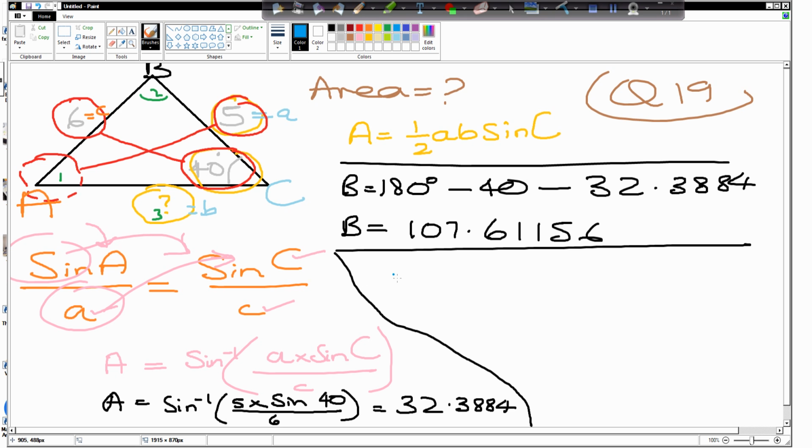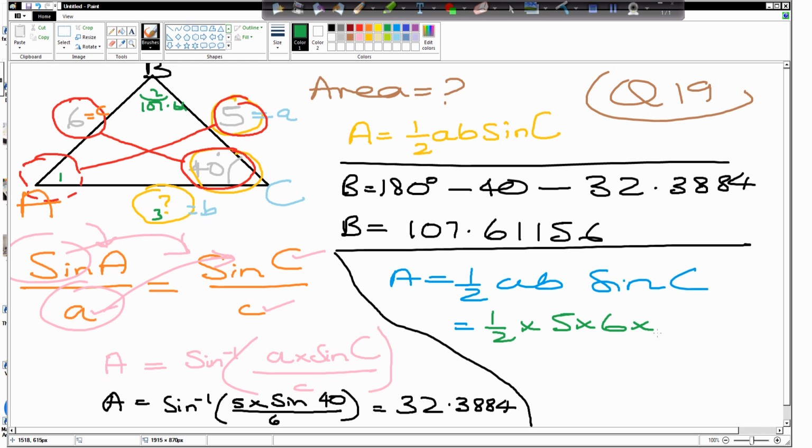So we're going to have here area is equal to half ab sin of C. That's the general formula. Now what does that correspond to? That corresponds to an angle and the two sides. This angle here is 107.61, so we use this instead. So it's half times by the length on either side, 5 times by 6 times by the sine of the angle in between, which is 107.6 and so on, which we got above there.